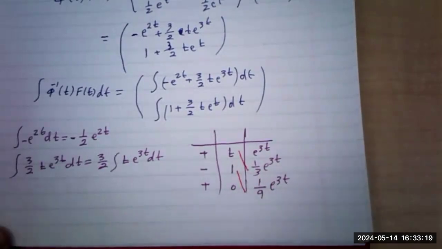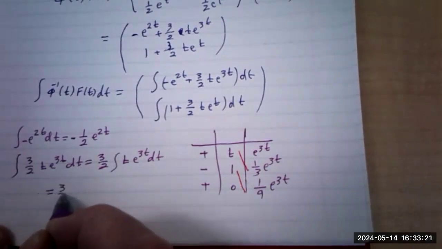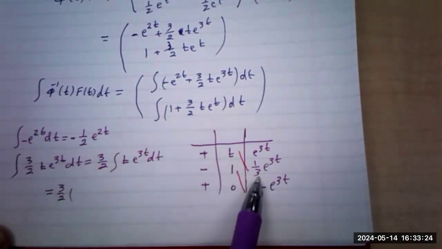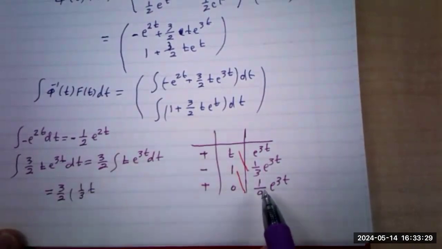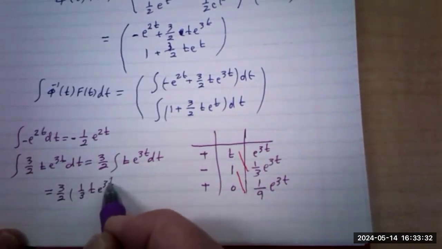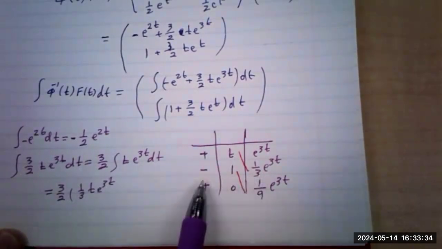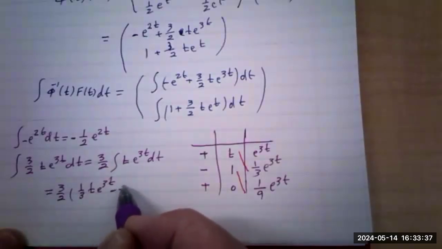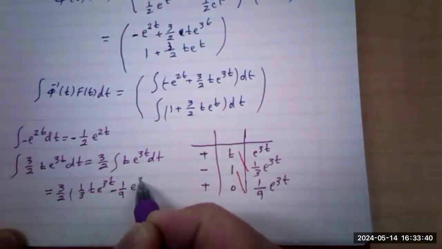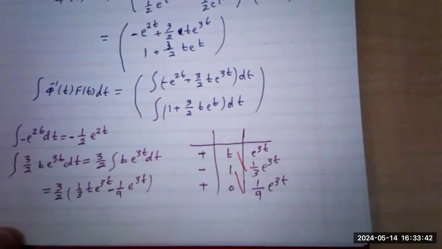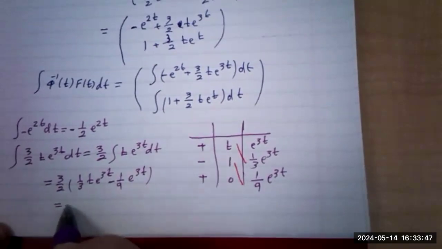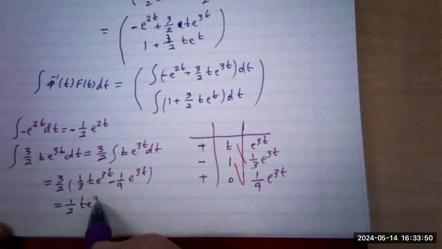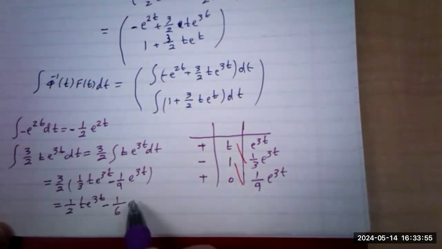Okay, so what's going to be this integral? This is going to be equal to 3/2 times 1/3 of t e to the 3t, minus 1/9 of e to the 3t. And if you multiply, the 3 and 3 would cancel out, that gives you 1/2 of t e to the 3t. And this one would be negative 1/6 e to the 3t.